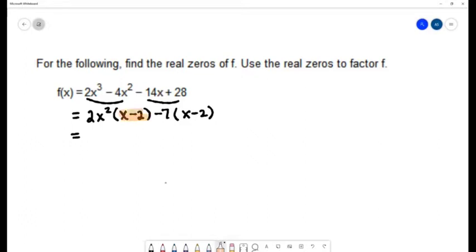Because what's in these parentheses match each other, this method is working. It's called grouping, and I can factor out an x minus 2 from both terms, and I'd be left with 2x squared minus 7.